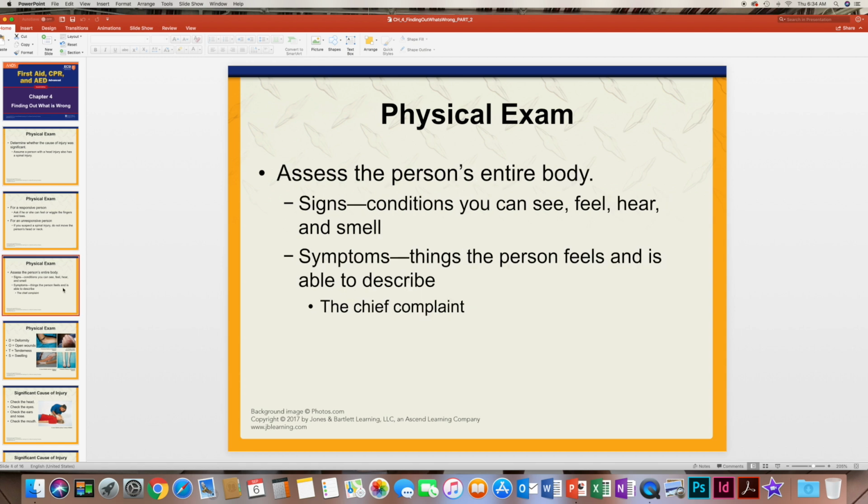Assess the person's entire body. What signs do you see? What conditions can you see, feel, hear, smell? What symptoms are they having at the time? What's their chief complaint? Have the person describe how they're feeling.